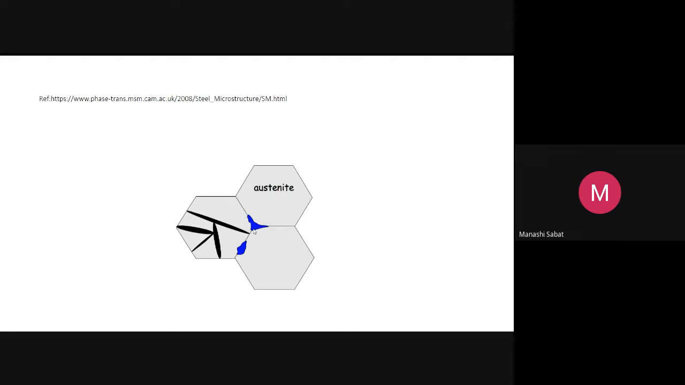Can you tell me which kind of ferrite this is now? Just before, I explained which kind of ferrite this is. Allotriomorphic ferrite. Why? Because they have nucleated along the grain boundaries and are growing along the grain boundaries, right? So this is an austenite grain. These are the prior austenite grain boundaries, this is an allotriomorphic ferrite, and this is a martensite. You can see martensite does not grow beyond the grain boundaries. It starts from the grain boundaries and ends at the grain boundaries, right?